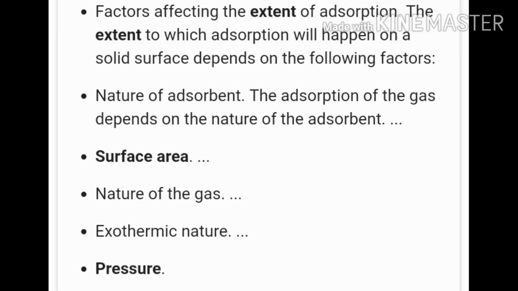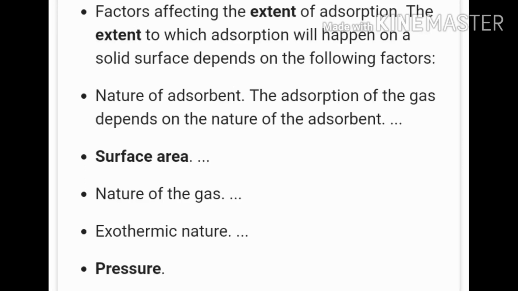Now students, next topic is factors affecting adsorption. First factor is surface area of the adsorbent. Greater the surface area of adsorbent, faster will be the rate of adsorption. That's why charcoal and silica gel are considered excellent adsorbents. Second factor is nature of the gas being adsorbed. Different gases are adsorbed to different extents by the same adsorbent at the same temperature. It depends upon the critical temperature of the gas. Greater the critical temperature of the gas, faster will be its rate of adsorption.